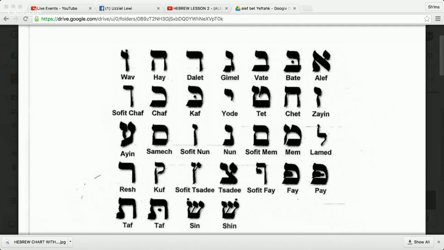What's the other two letters? Tet and Tav. Those two letters sound the same, but are different letters altogether. So the two sets, Samekh and Sin, Tet and Tav, sound the same, but are two entirely different letters.